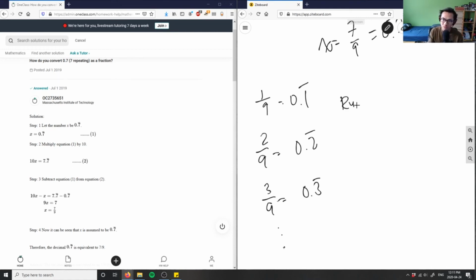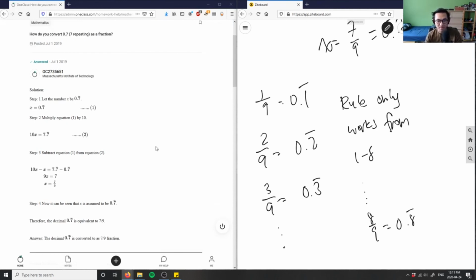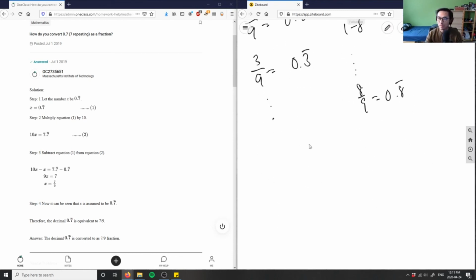This rule only works from 1 to 8. So all the way up to 8 over 9 equals 0.8 bar. So that's kind of the cheat here, which means therefore 7 over 9 has to be 0.7 bar here. So this is a cheat in order for me to not do the substitution, and I can kind of memorize this and say that, oh, I know that the decimal here is 0.7 bar, and I can always prove it to you, right?